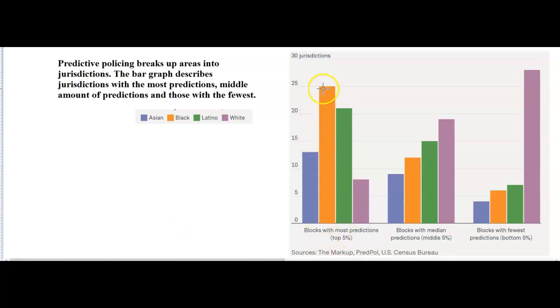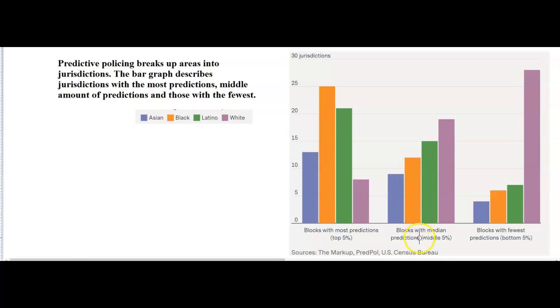We see that, for example, there are 25 jurisdictions in the top 5% where Black was the predominant ethnicity in that jurisdiction. There were maybe 12 or 13 jurisdictions in the top 5% of predictions where Asians were the dominant population. About 21 or 22 where Latino was the dominant ethnicity, and about 7 where white was.